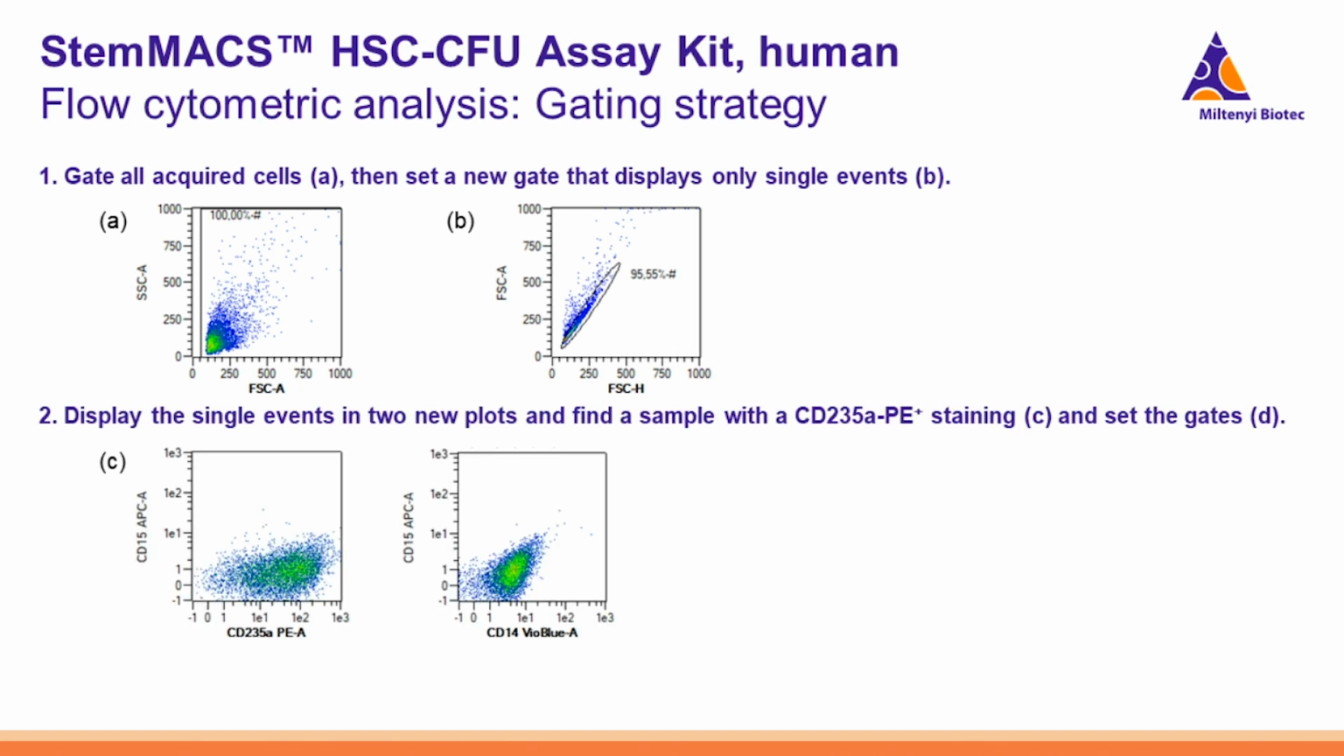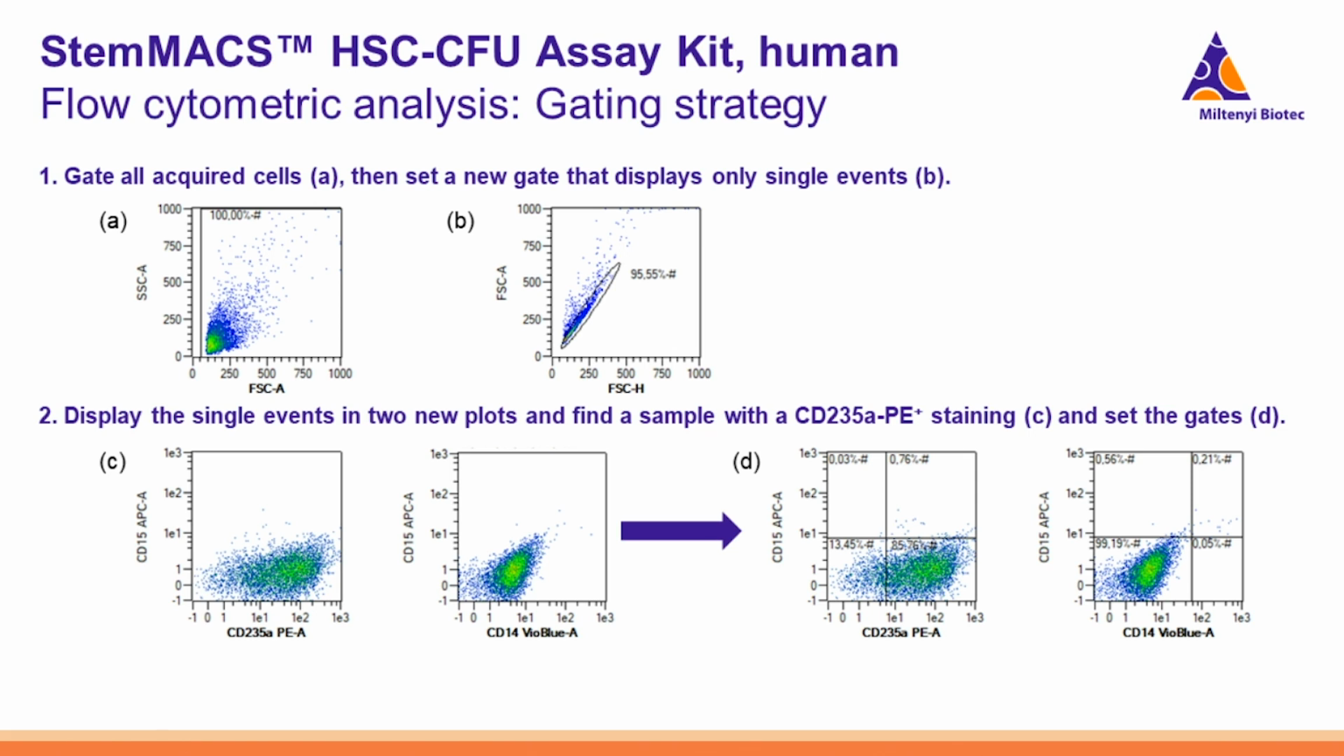Then you have to display the single cells in two new plots. For that, find a well with CD235A positive events. On the first plot in C, adjust the y-axis to the CD15 APC channel and the x-axis to the CD235A PE channel. On the second plot in C, adjust the y-axis to the CD15 APC channel and the x-axis to the CD14 Bio-Blue channel.